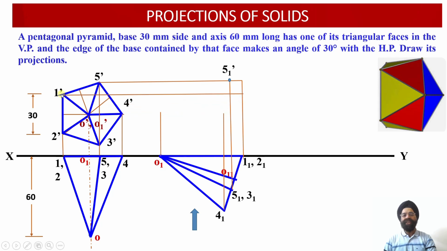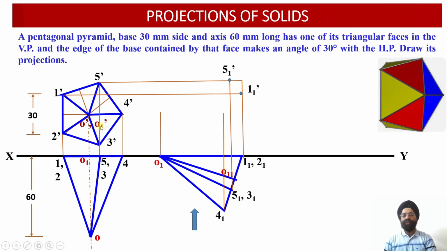Through 1 dash, again we draw a horizontal projector line. Wherever it intersects with the vertical projector line drawn through the point 1, 1, here we are going to obtain the intersection point as 1, 1 dash over here.